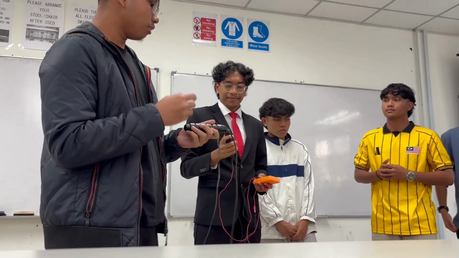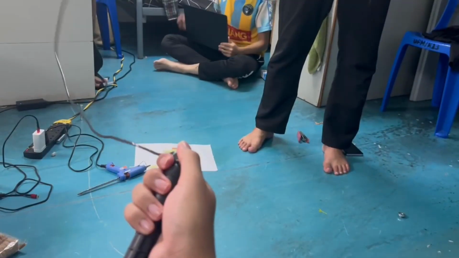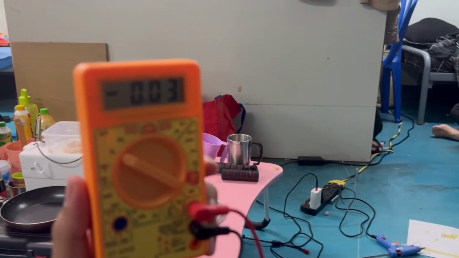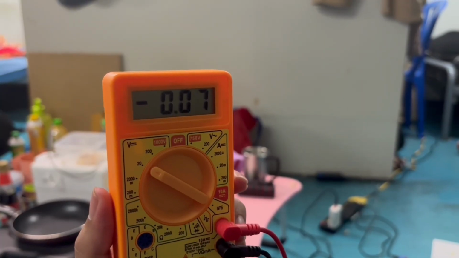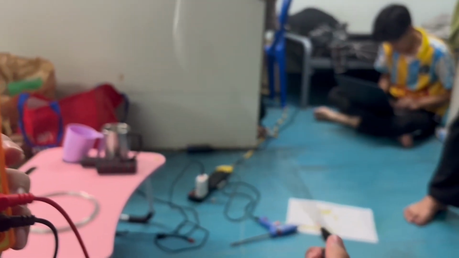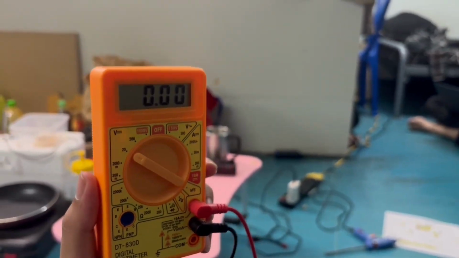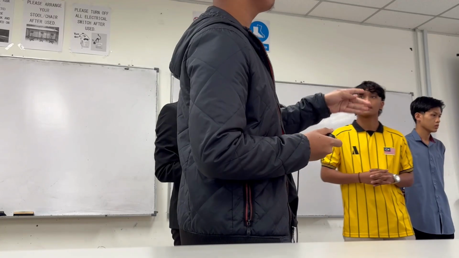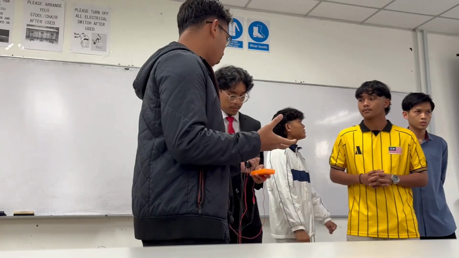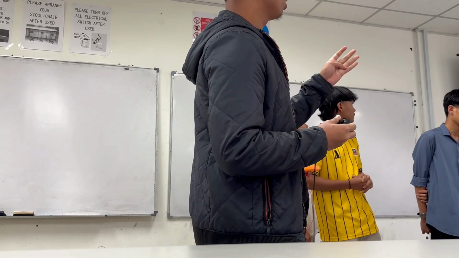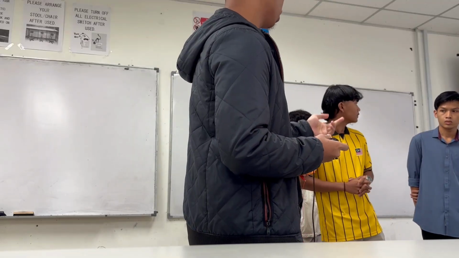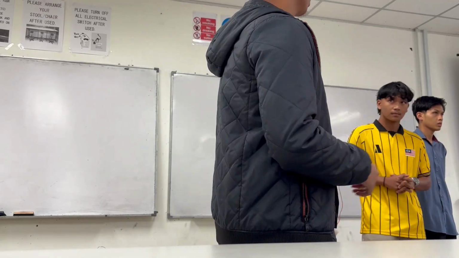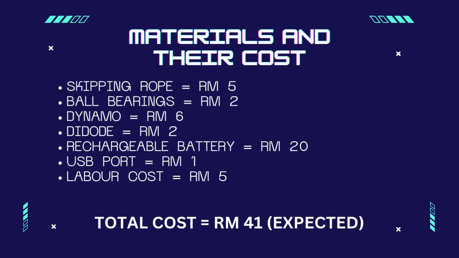The function of the skipping rope is that when we skip, the DC motor converts the kinetic energy to electrical energy. To show that it actually works, we connect it to the voltmeter. Here is our expected cost. Right here we don't use the rechargeable battery because we couldn't find any suitable one to put on the handle, so we changed it to a voltmeter to measure the electricity that goes through the wiring from the motor. The total cost we expected is 41 ringgit.